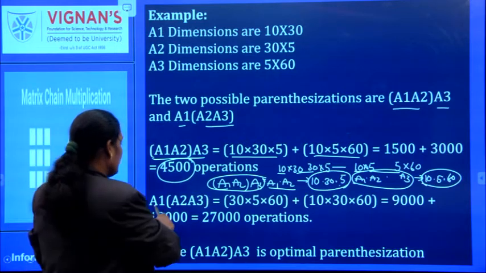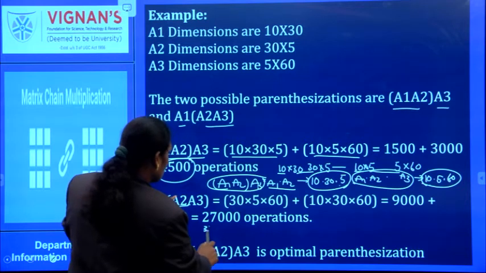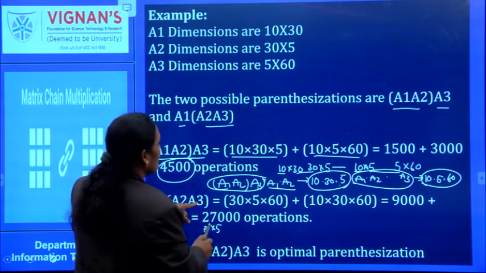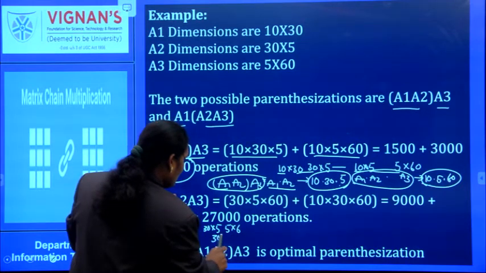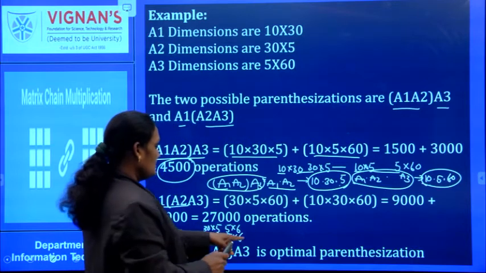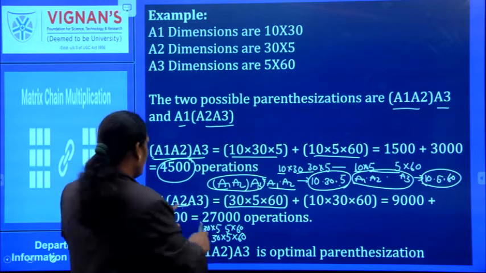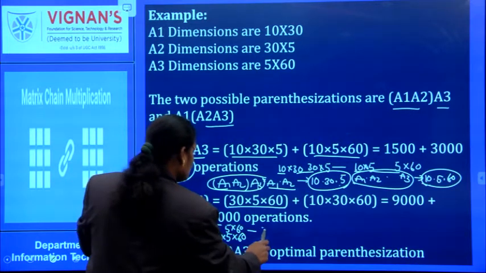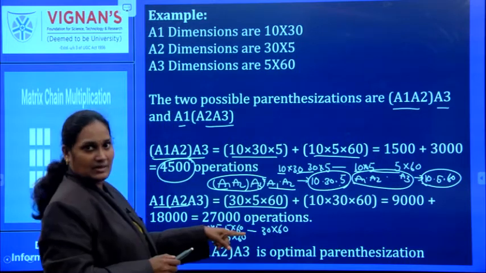If you do this, we will get 4500 operations. Now if you see the next one, A2 into A3, what are the dimensions of A2? 30 by 5. What are the dimensions of A3? 5 by 60. So totally how many multiplications do we need? 30 into 5 into 60. Now the resultant matrix is of size 30 by 60.